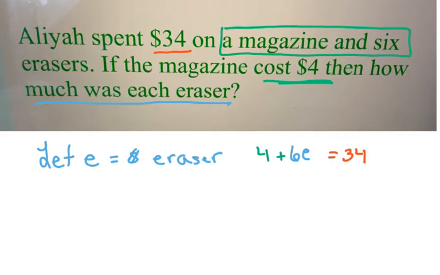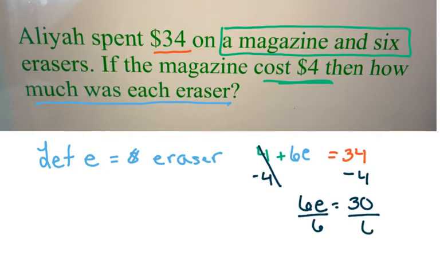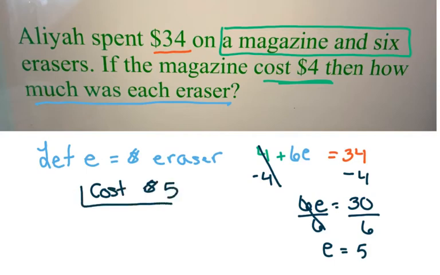So now I can go ahead and solve this. So I'm going to subtract 4. So I know that 6 erasers cost $30. I'm going to divide by 6. So this 5 means that's the cost of the eraser. So each eraser costs $5.